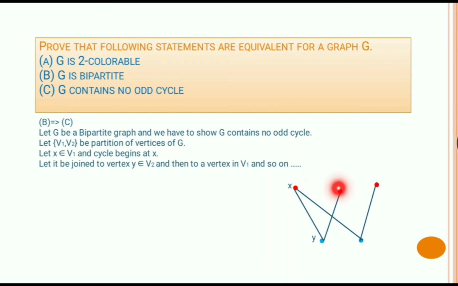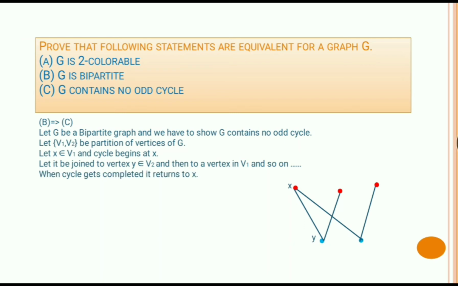But as you know, there can't be an edge here, because in a bipartite graph there can't be an edge between two vertices of the same subset. V1 is a subset, these vertices are from V1, so there can't be an edge here. So to go back to x, it will again trace the same path. So it came like this, and then again it will trace the same path, which means whatever the length of this path is, it will be repeated, so it becomes 2 times. So it will be even, it can't be odd.